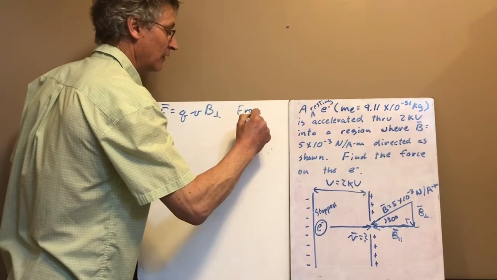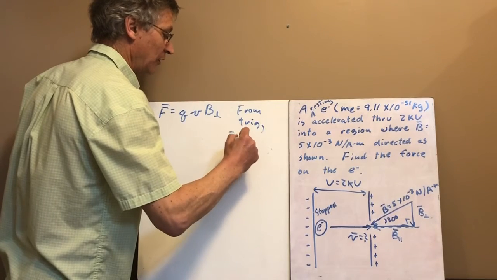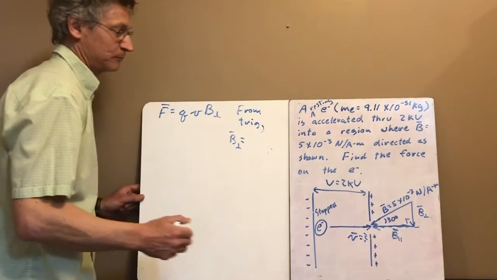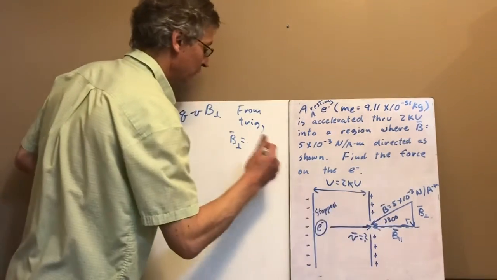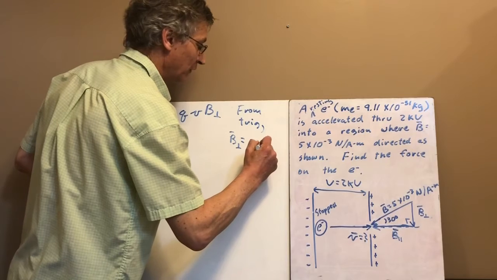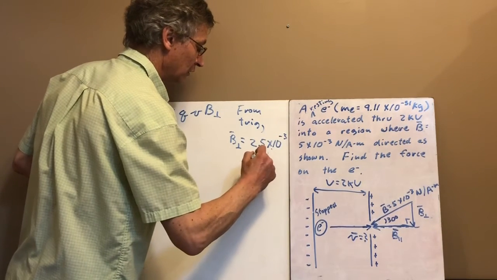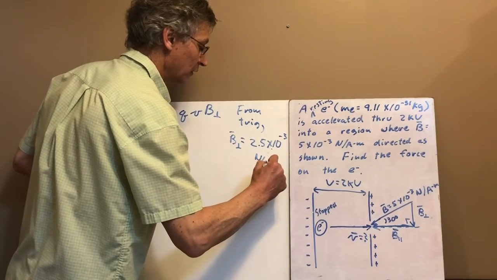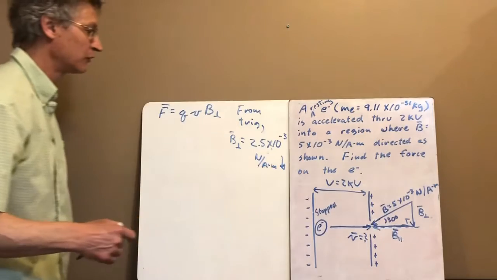And from trig, I think you'll find that the perpendicular component of the magnetic field is going to be half of this one. It's going to be 2.5 times 10 to the minus 3 newtons per amp meter. And yeah, it is straight down, perpendicular to the velocity.